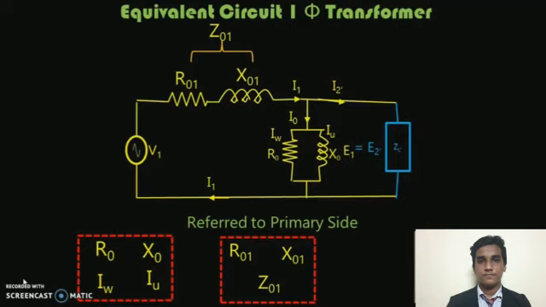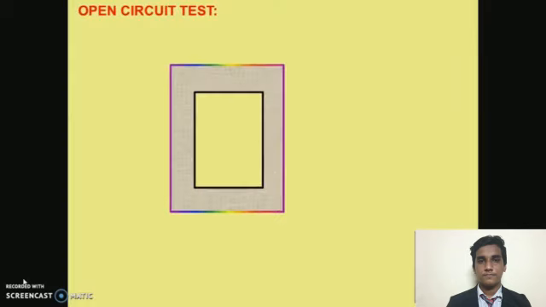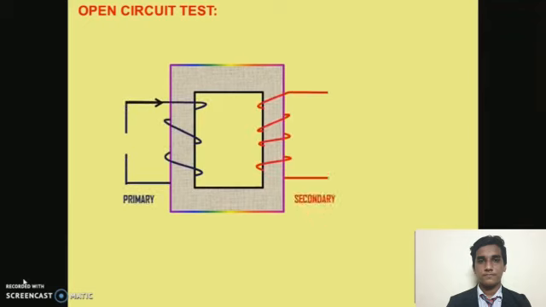And to find out these parameters, we have two tests, such as open circuit test and short circuit test. Open circuit test of a single phase transformer. As the name suggests, in the open circuit test, one winding of a transformer is open circuited. Here we are keeping the secondary winding of the transformer open. Here we have applied a rated voltage.